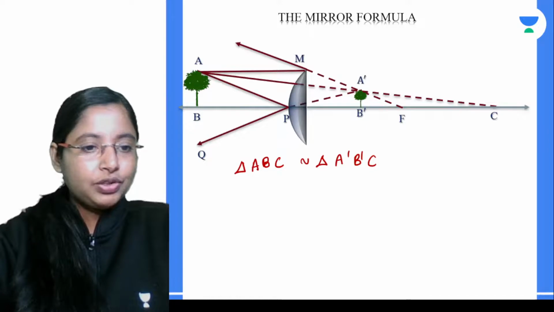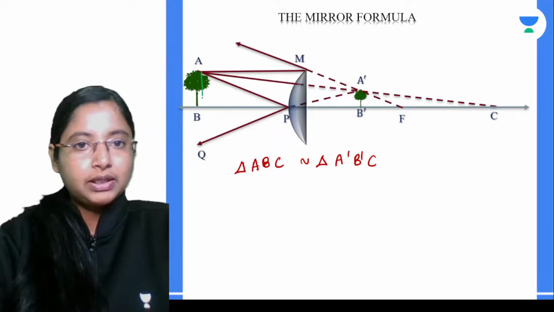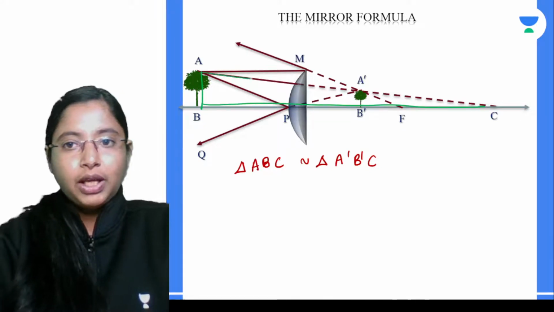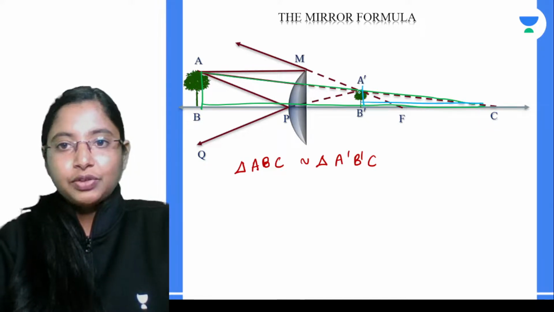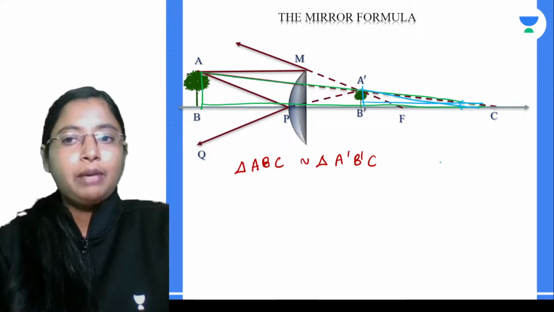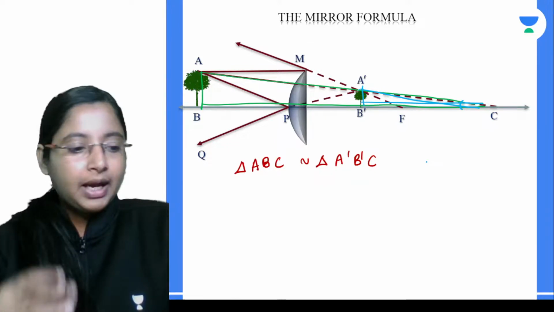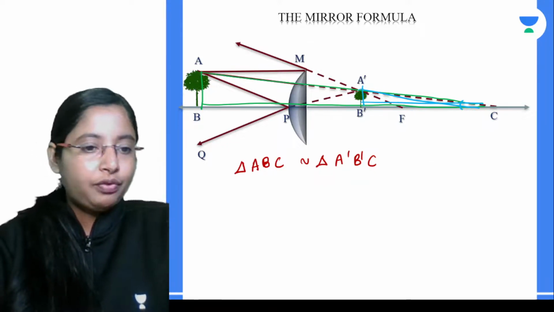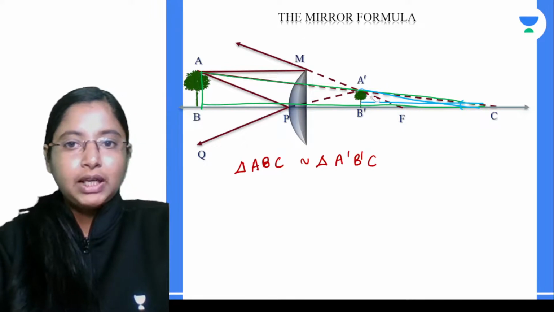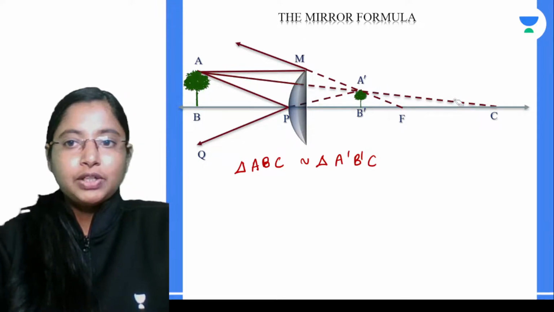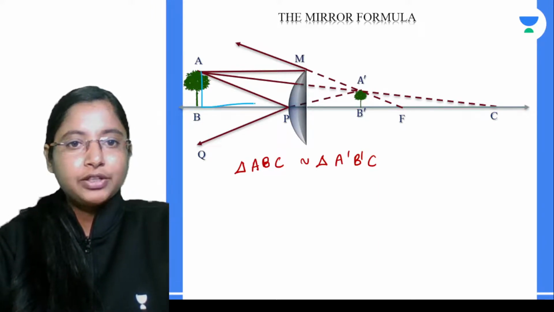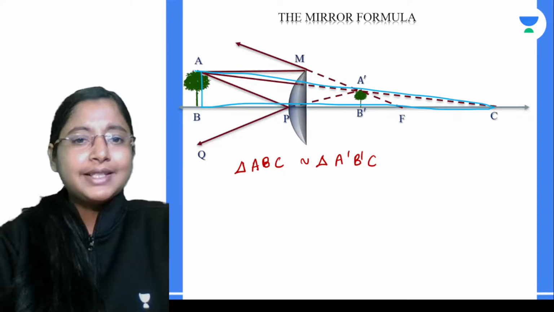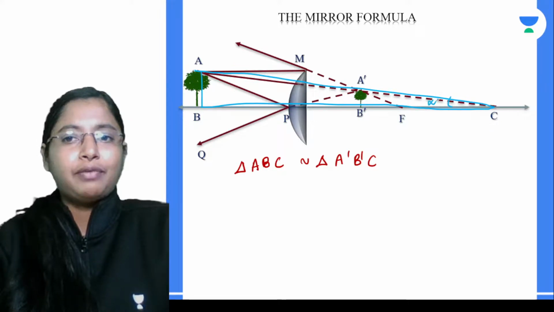Why? If you look at this triangle and at triangle A dash B dash C, these two triangles both have the same angle over here. If they both have the same angle, then for the first triangle, A dash B C, let's take for example the angle as alpha or theta.